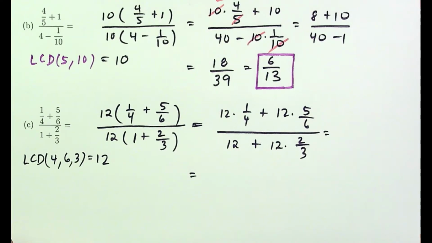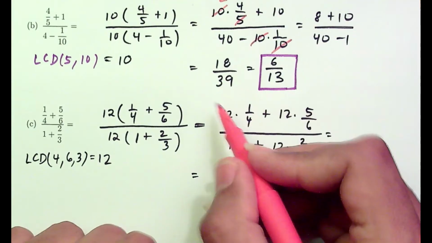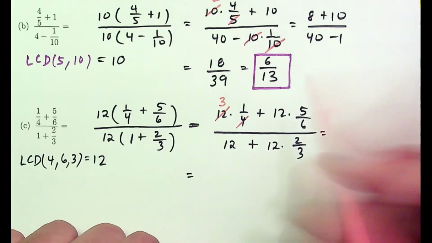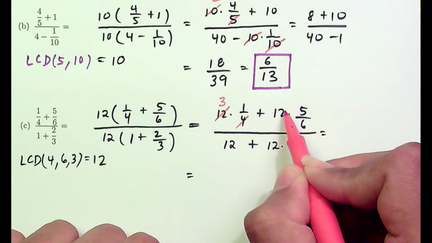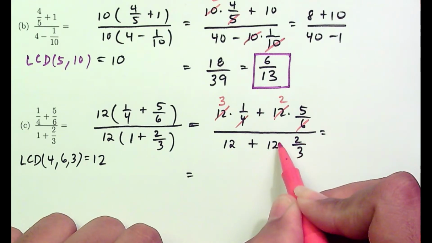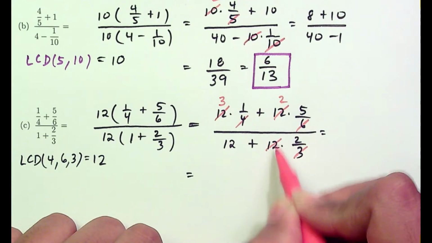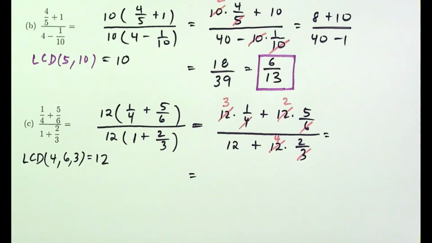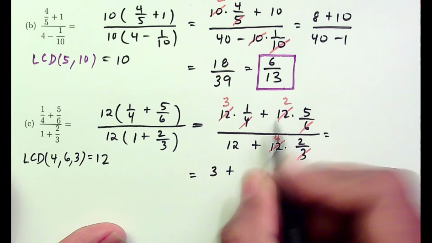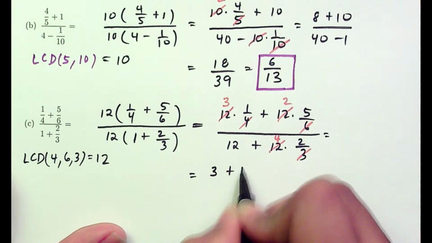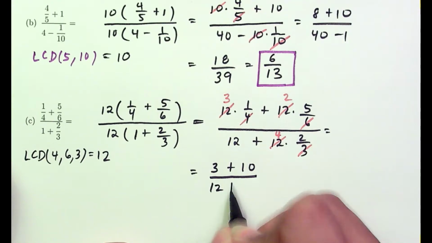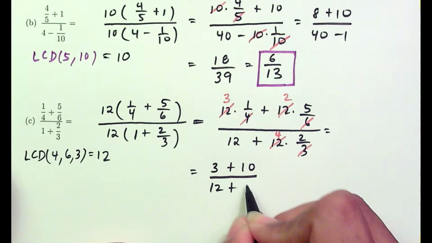Okay, so you can cancel here, divide by 4, that's going to be a 3, and then 12 divided by 6, that's going to be a 2, and then here 12 divided by 3, that's going to be a 4. Okay, so let's write down what we have left. We are left with 3 plus, and then we have here 2 times 5. 2 times 5 is 10. All that over 12 plus, and then you have 4 times 2. 4 times 2 is 8.